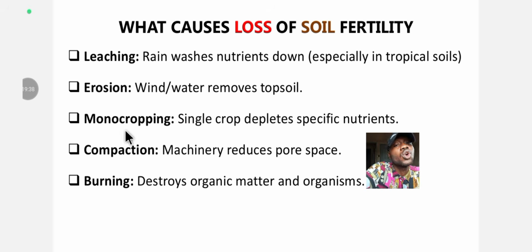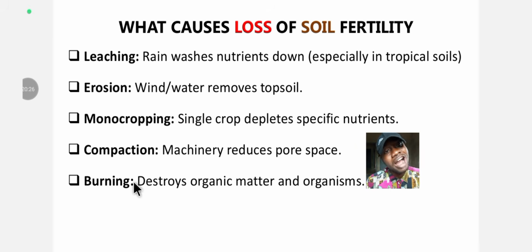The next is monocropping. Planting only one crop. A single crop depletes specific nutrients. The specific nutrients required by that crop are going to get quickly depleted in the soil. Another one is compaction. Machinery reduces pore space. When you use machinery to cultivate, it affects pore space in the soil. Also overcropping, too many crops in the soil, is part of this compaction. You overcompact the soil, and it leads to faster nutrient depletion.